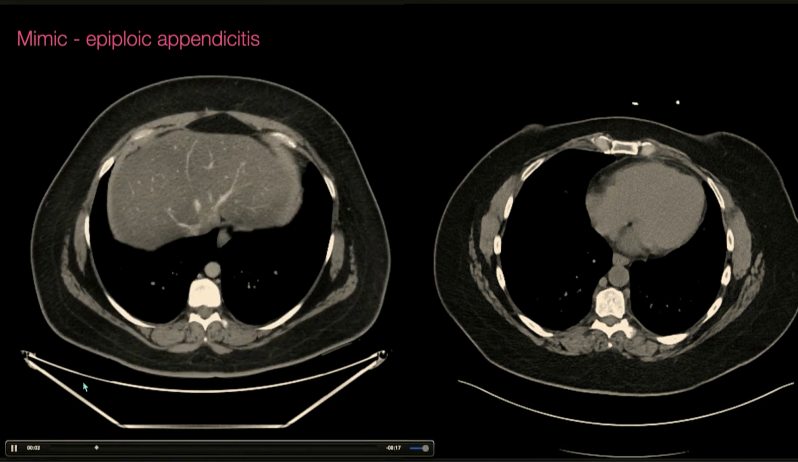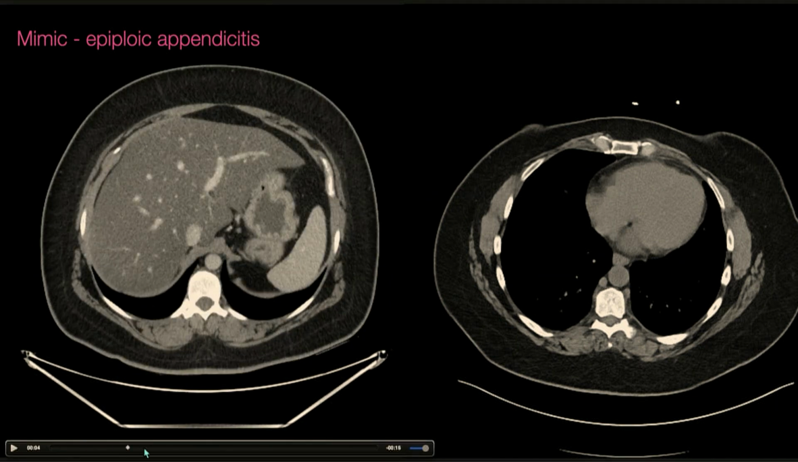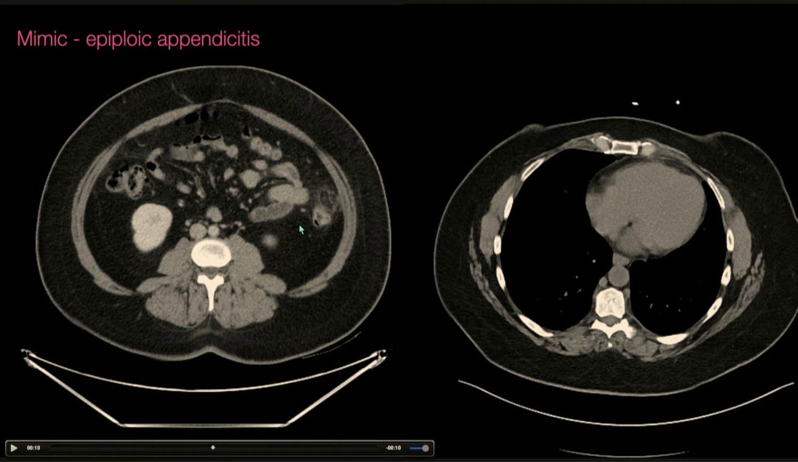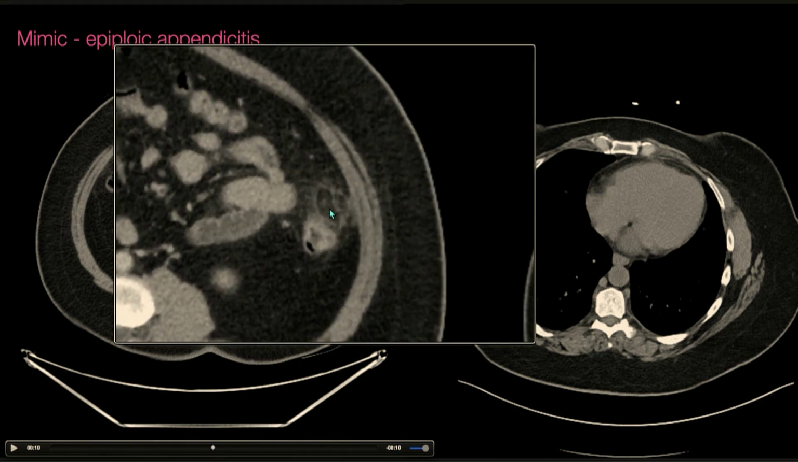Now we're on some exciting mimics. So epiploic appendagitis. Here we have that torsed epiploic appendage. We can even see that kind of central vessel and then that surrounding inflammation.